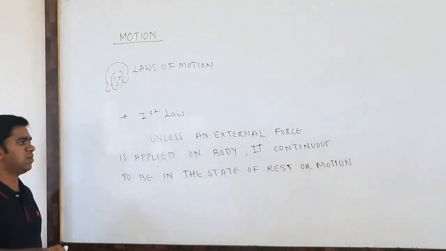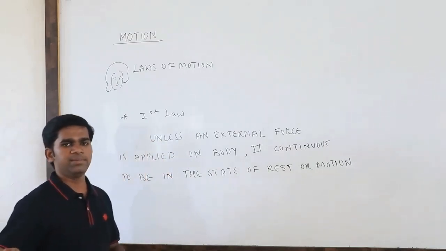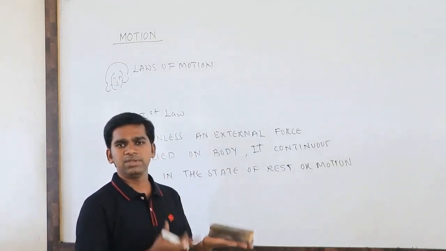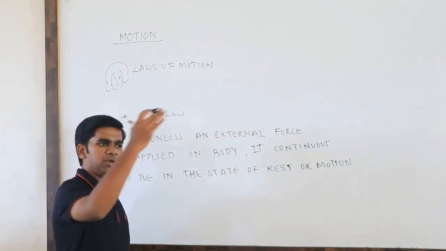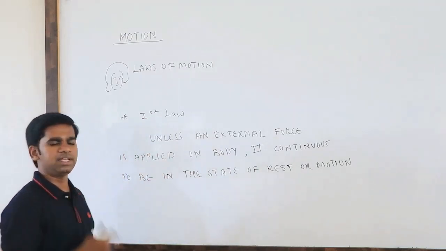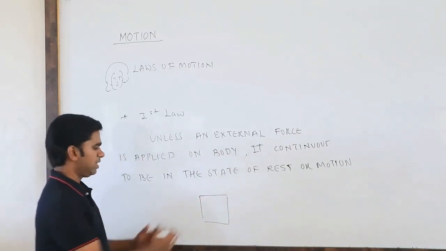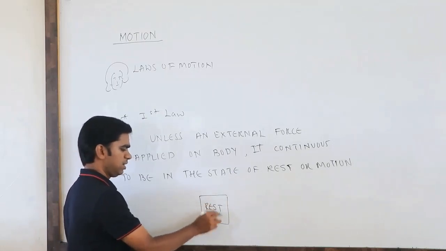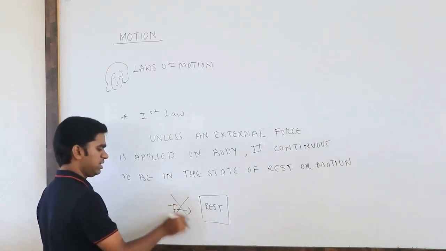You may have this definition, or it may be a little different. Unless an external force is applied, suppose I am having the duster over here, unless I apply force on this one, it will not move. Or if something is already moving, unless you apply force and stop it, it continues to be in the state of motion. Suppose a body is kept here and nobody is coming here, so no disturbance. That means it is going to be at rest only, because no force is acting here.